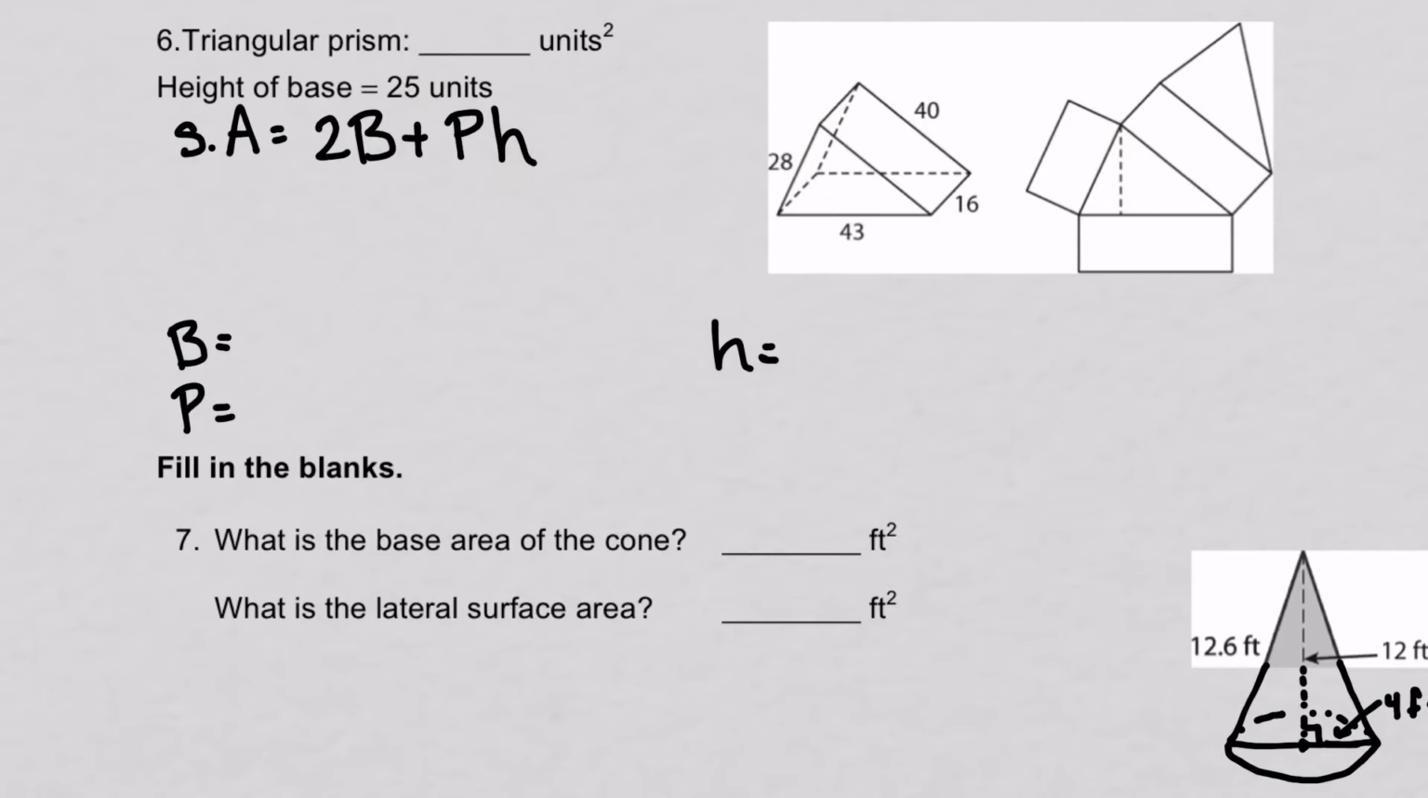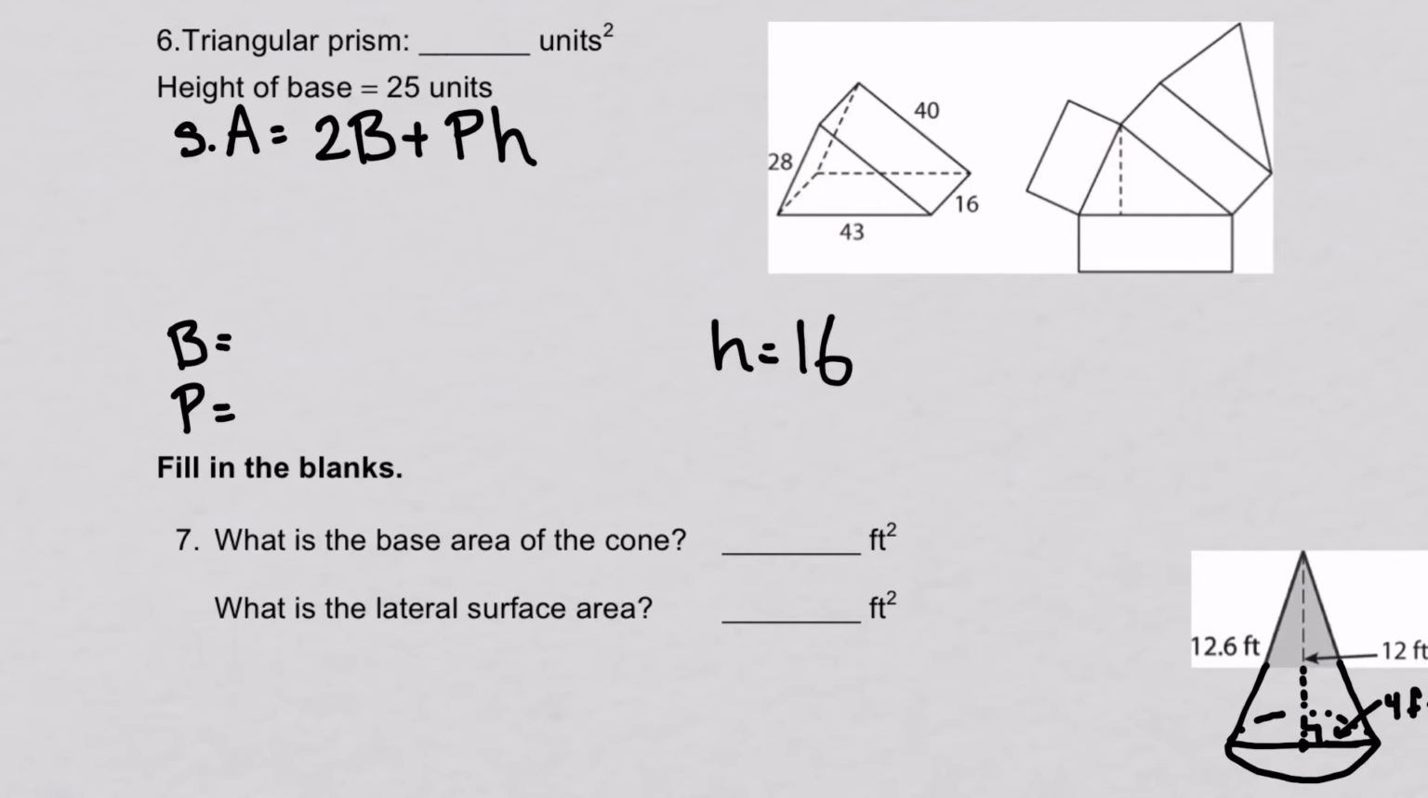What I mean by h here is the height of the prism, which is the distance from one base to the other base, which in this case is 16. Do not confuse those two. Okay, the height of the prism is 16. It's the distance from one base to the other base.